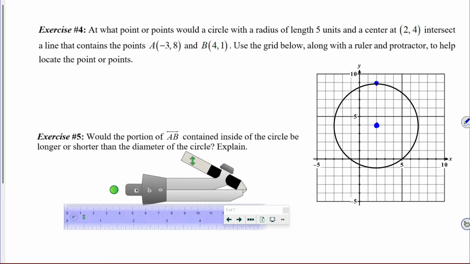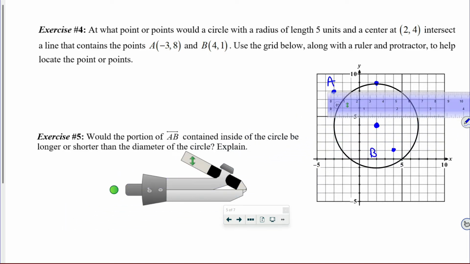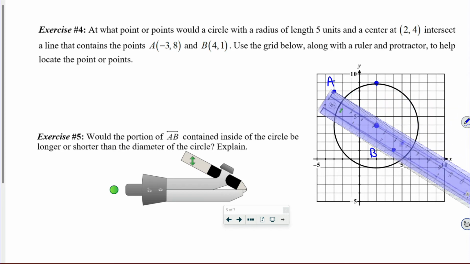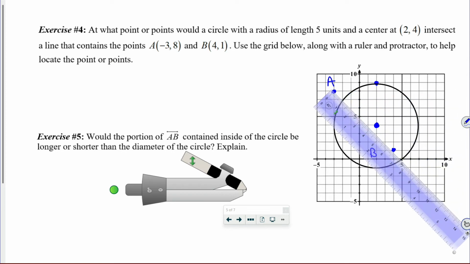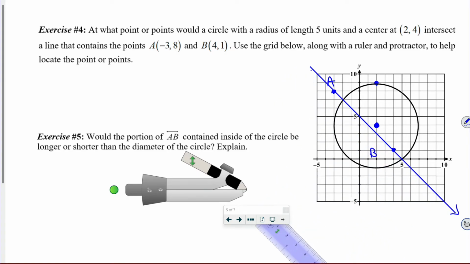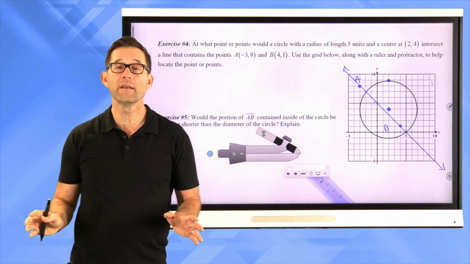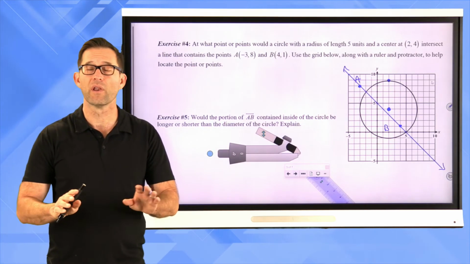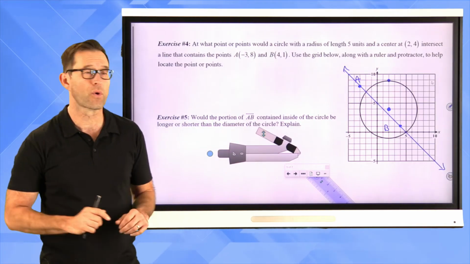Okay, so then I've got A at -3, 8, which is right here. I'll label that. And B at 4, 1, and I'll label that. Now I just need to bring my ruler over, try to do as accurate of a job as I can, getting it through those 2 points. Let's see. So close, come on. There we go. That's not bad. Okay, so I've got my line, I've got my circle, right? We can have both lines, circles, and all sorts of things in the coordinate plane.